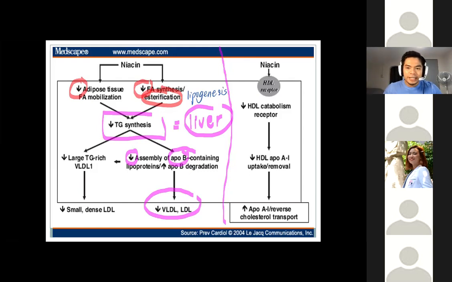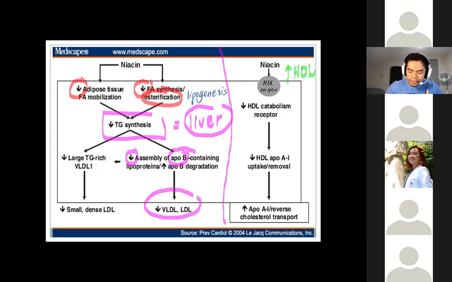Okay, si niacin ba ay nagpapataas ng HDL? Yes or no? Yes. O dun tayo sa second mechanism that could enhance HDL levels. So niacin is the one that can enhance HDL to the highest extent. That is because of the following actions.